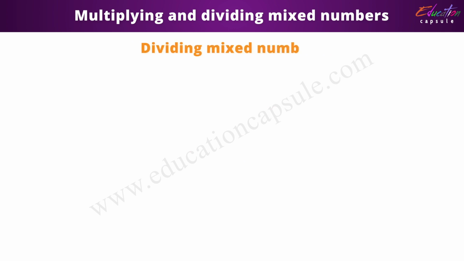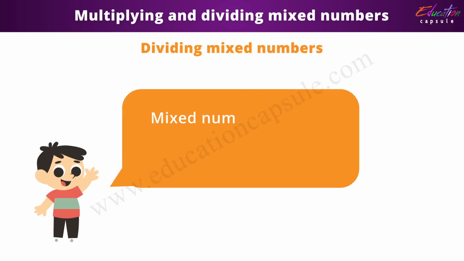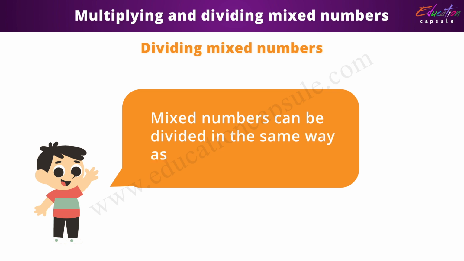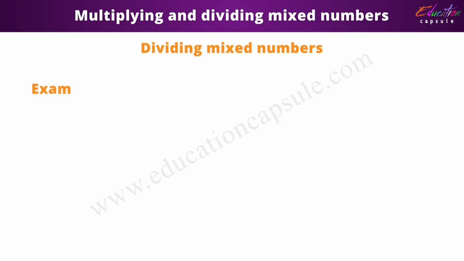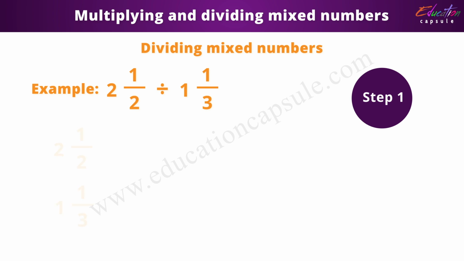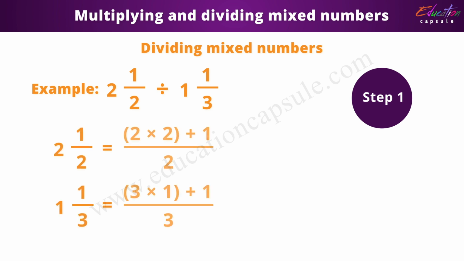Dividing mixed numbers. Mixed numbers can be divided in the same way as proper fractions. Let's try an example. Find 2 wholes 1/2 divided by 1 whole and 1/3. Step 1. Change the mixed numbers into improper fractions like this.